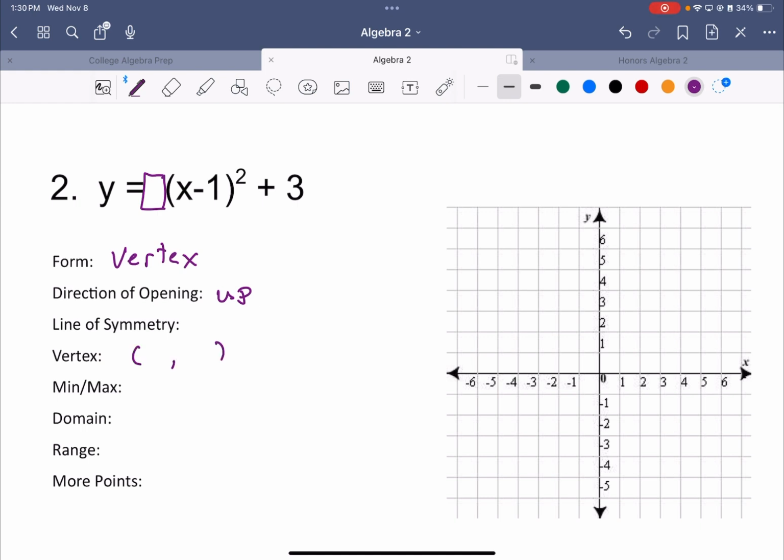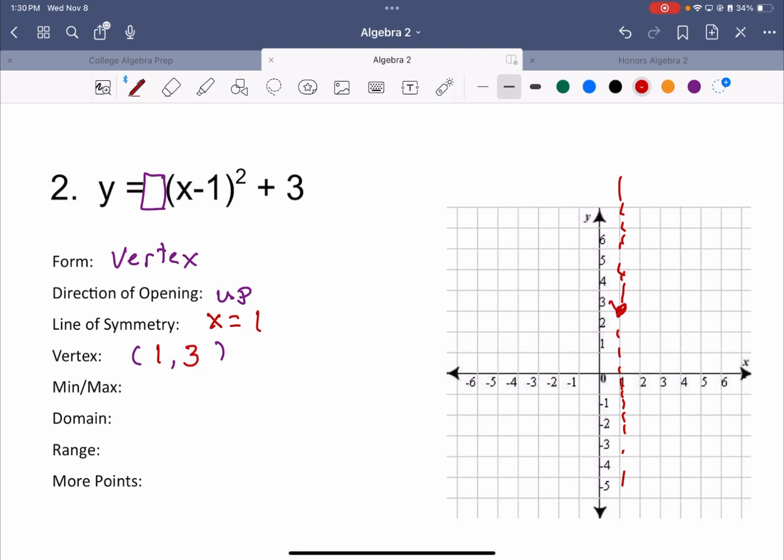When it's in this form, find the vertex first. What's the vertex? Opposite of what you see, and what you see. So 1, 3. That makes the line of symmetry x is equal to, what's my x value at the vertex? 1. So x is equal to 1. So there's my line of symmetry.